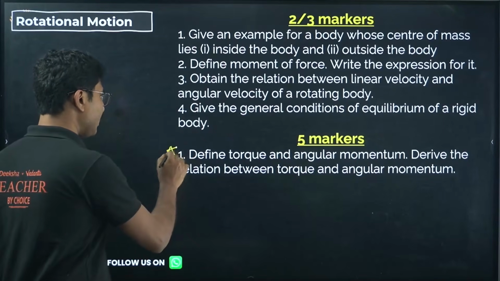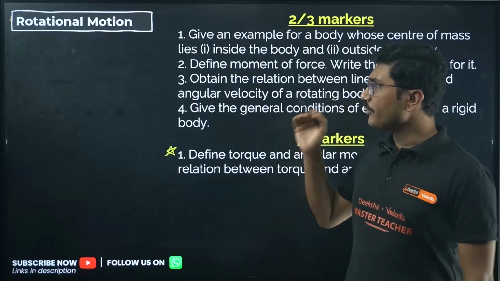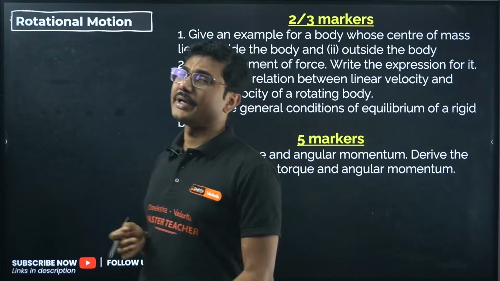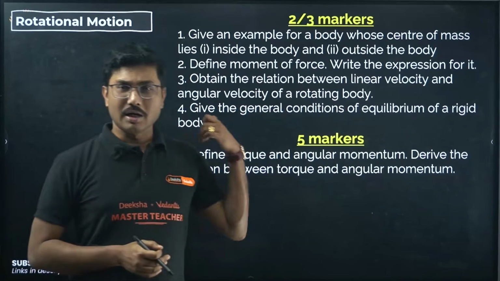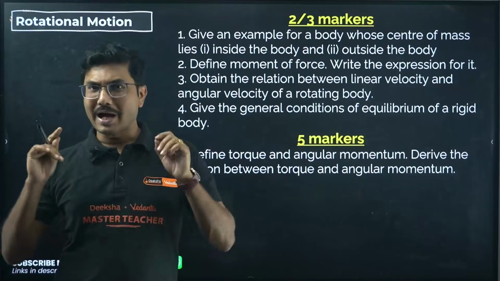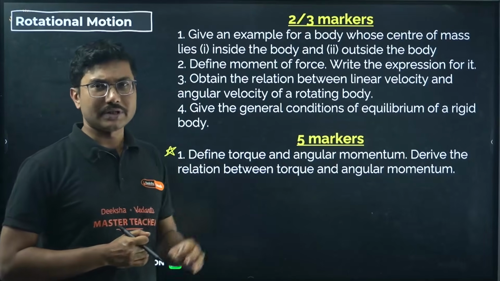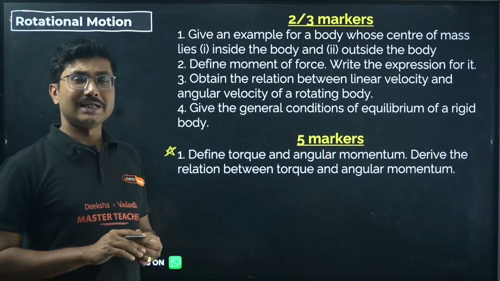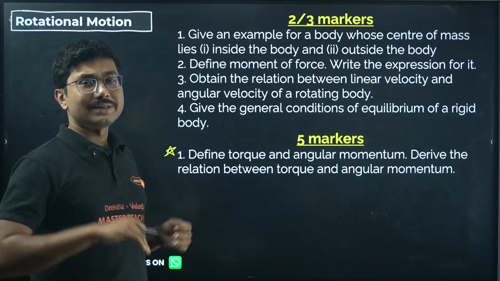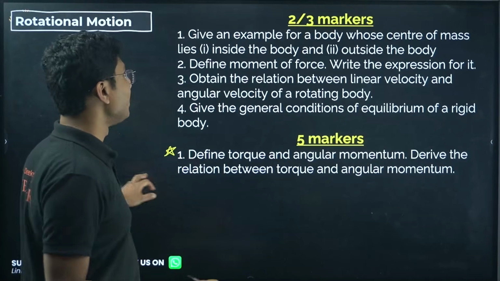This is an important question, but this chapter is slightly tricky for most students. System of particles and rotational motion is a slightly tricky chapter. If you have not studied this chapter before, you can skip it. If you are confident with the concepts of this chapter, then definitely you should not skip. But if you are starting now and have not studied this chapter, then you can skip it.